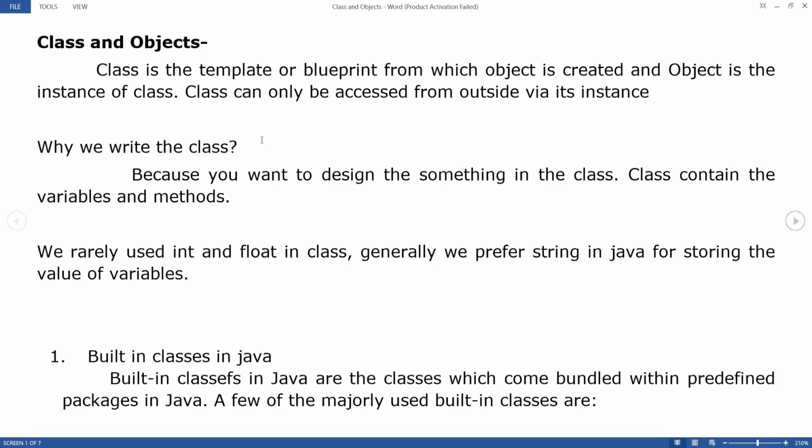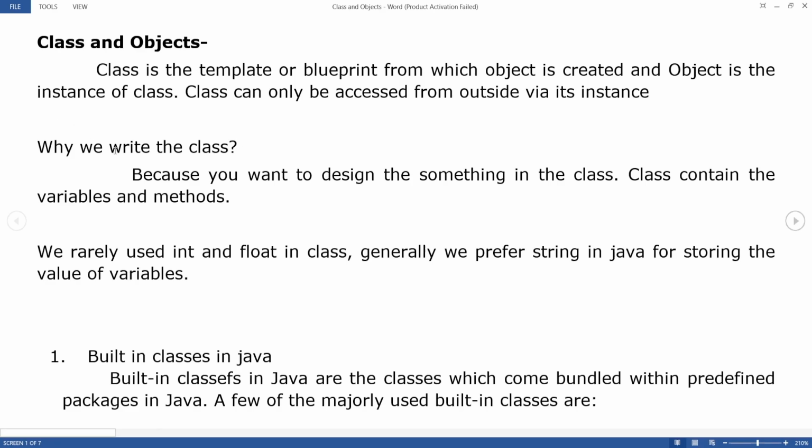So a class is nothing but a template or a blueprint from which an object is created. Template and blueprint mean a structure of something. Okay, and an object is nothing but an instance of that particular class. A class can only be accessed from the outside by the instance. So if we want to access any class, we need to access it with the instance or an object, we can say. Okay, so we will understand that particular part in coding format.